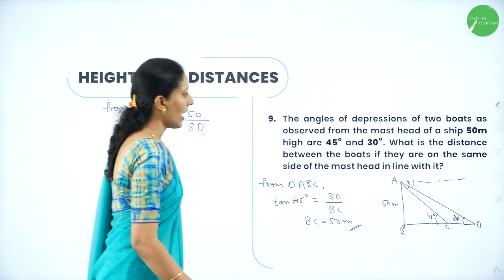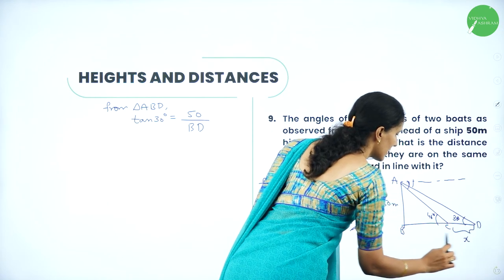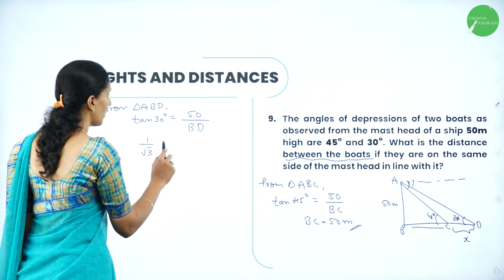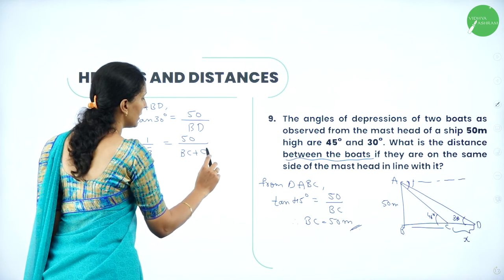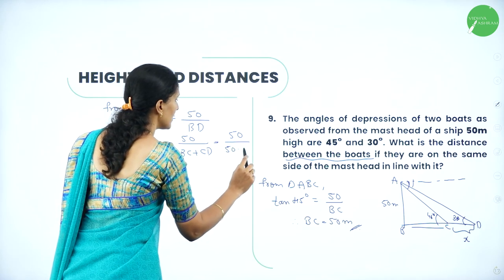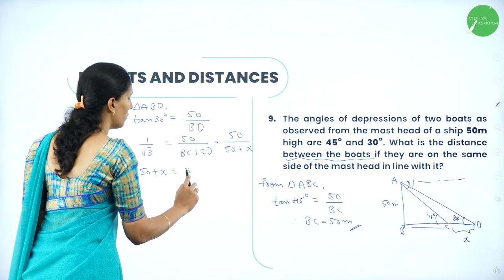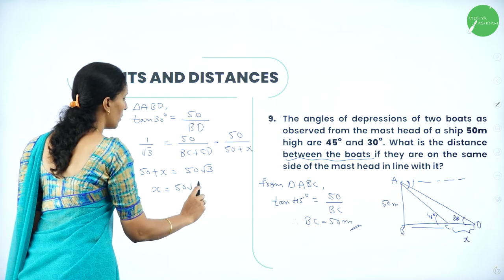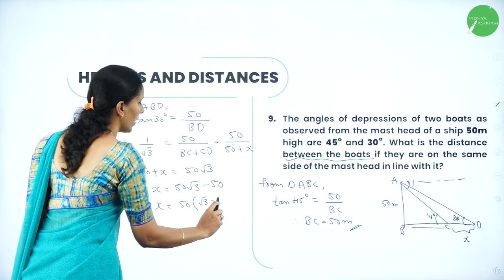So now I have to calculate the distance between the boats. That is, this is the distance I have to calculate. Let me take this as X, and this we have got now as 50 meter. So tan 30 degree is 1 by root 3, equal to 50 by BD. BD can be written as BC plus CD, which is 50 plus X. So cross multiplying, I'll get 50 plus X is equal to 50 root 3. So now X is equal to 50 root 3 minus 50. So X is equal to, if you take 50 as a common factor, 50 times (root 3 minus 1).